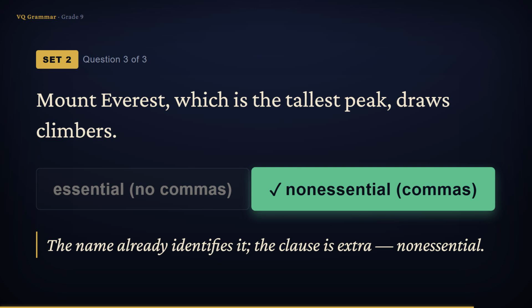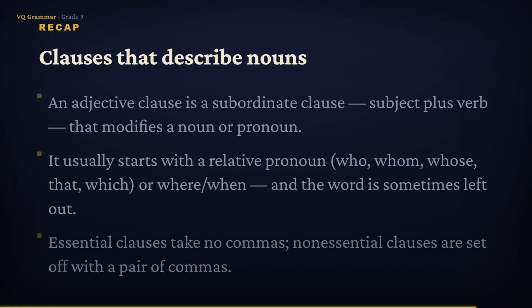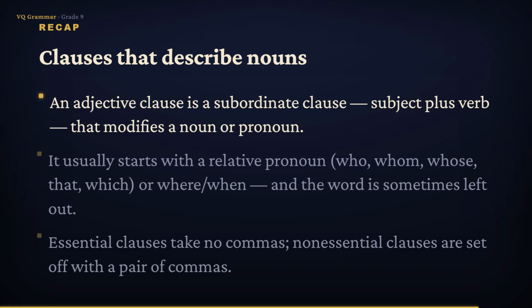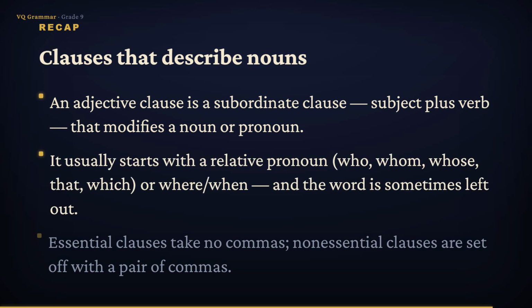That makes it non-essential. Let's gather up what we learned. An adjective clause is a subordinate clause. It has its own subject and verb, yet it can't stand alone. And its whole job is to modify a noun or a pronoun. It usually begins with a relative pronoun, like who, whom, whose, that, or which, or with where or when. And sometimes that opening word is quietly left out.